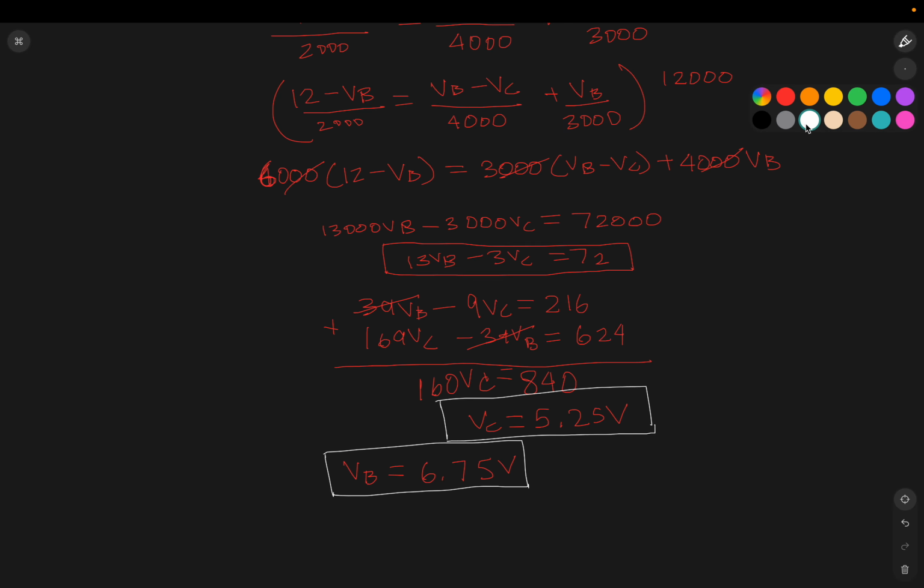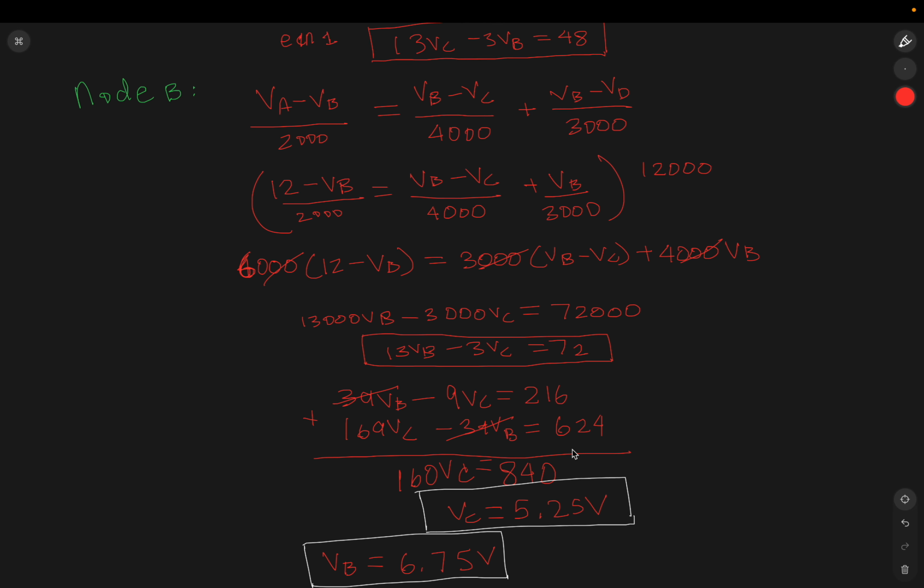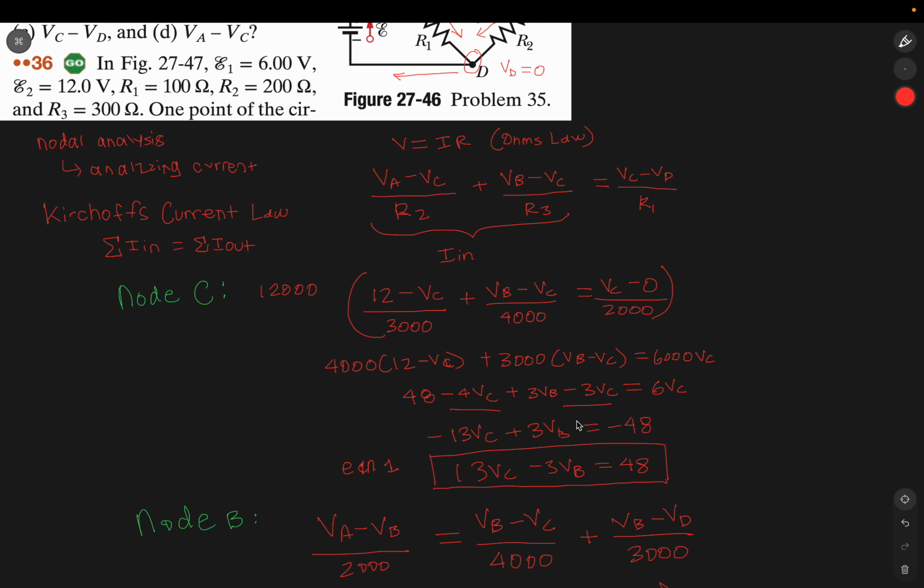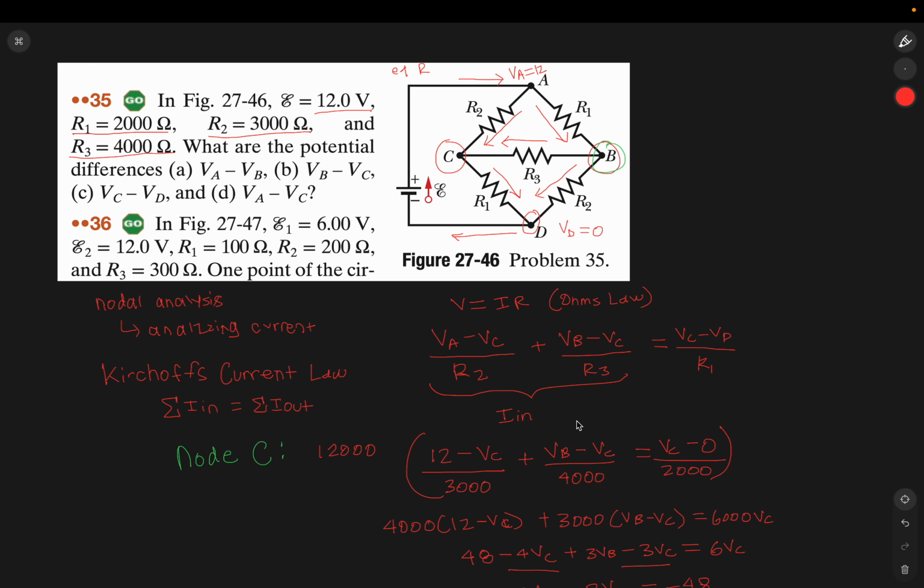So now we officially have the voltage at each node in our circuit. So now it should be pretty simple to just find our potential differences between each node. So let's just go through that real quick. So the first question is asking, what is VA minus VB? And to find that, we just do 12 minus 6.75, and we get 5.25.